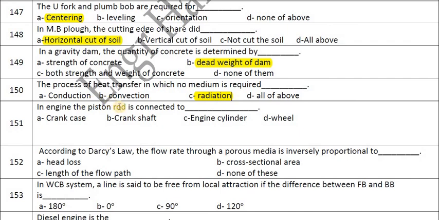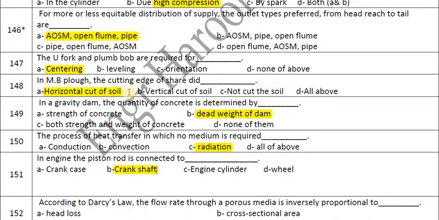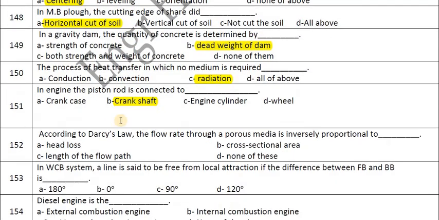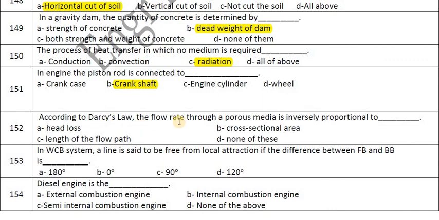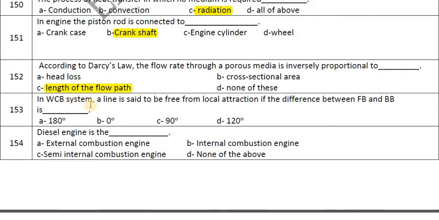In engine, the piston rod is connected to crankshaft. According to Darcy's law, the flow rate through a porous media is inversely proportional to length of the flow path. In WCB system, a line is said to be free from local attraction if the difference between FB and BB is 180 degrees.